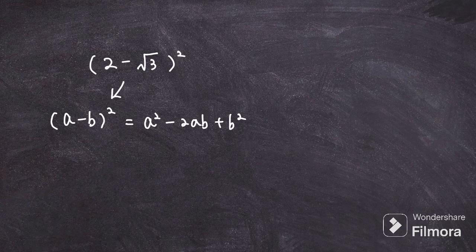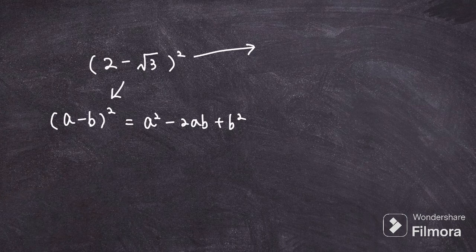Well, there are various ways to solve this, but one is to use an (a minus b) squared formula, which is a squared minus 2ab plus b squared. Now, in order to use this formula, you have to have it memorized. And it's not a bad idea to have this formula memorized. Meanwhile, you can solve this without using this (a minus b) formula.